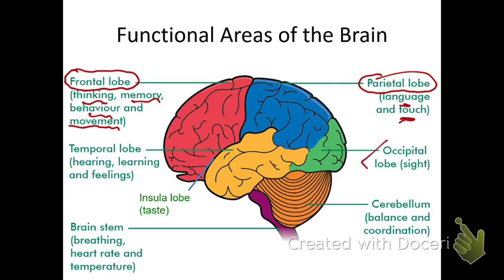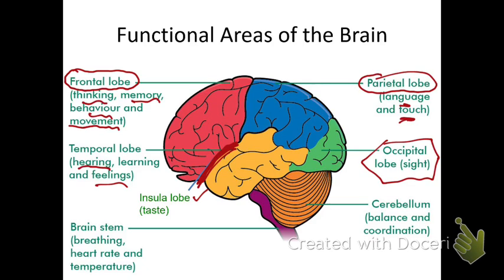If you had damage to your occipital lobe, that would affect your sight, perhaps. If you had damage to your temporal lobe, you could have significant issues with your hearing. Also some learning, some feelings as well. There is a lobe that's not shown here, but if you were to crack open this brain along this sulcus, this fissure here, and look inside, there's another lobe called the insula. That's where your taste centers are.